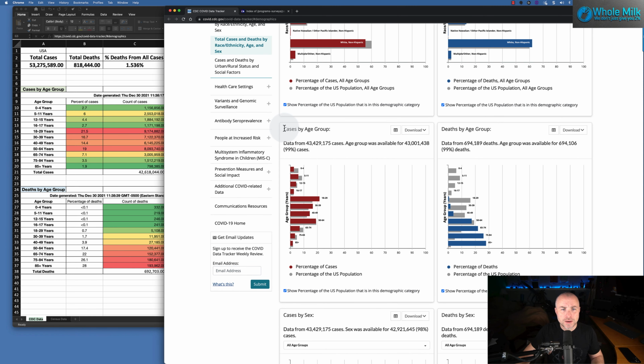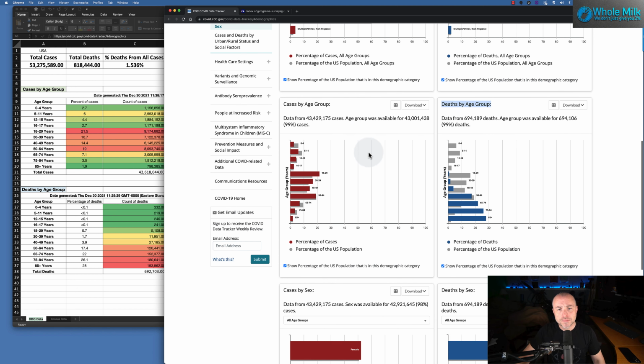So you just have to scroll down here a little bit. Cases by age group and deaths by age group. Just a quick overview of what these are. They have different age swaths, and you can see the dark red or dark blue. That's the actual data. The gray is the percentage of the U.S. population in that demographic category.